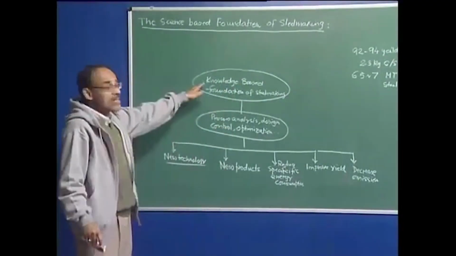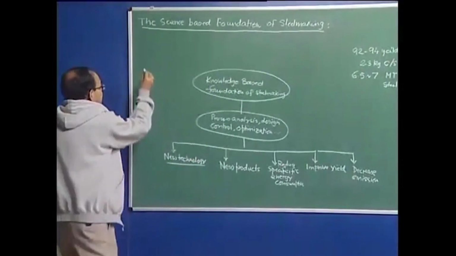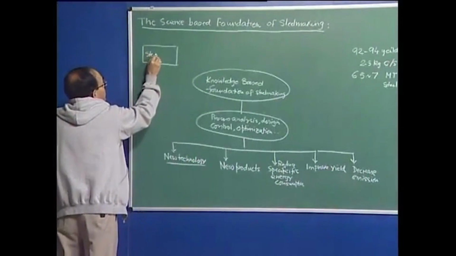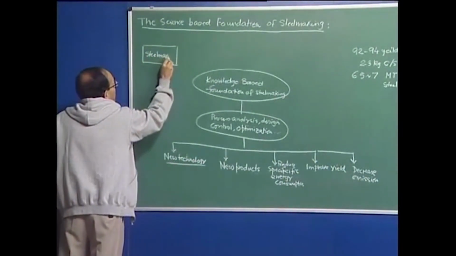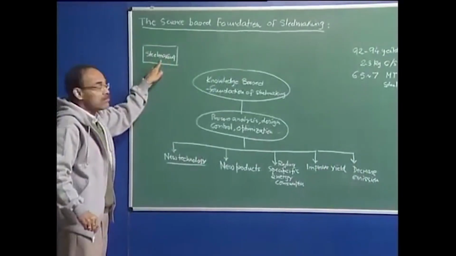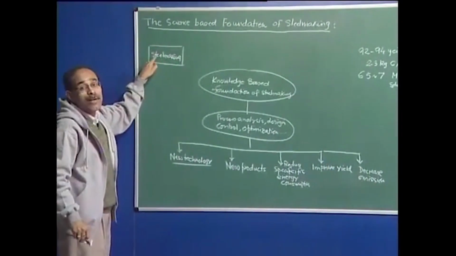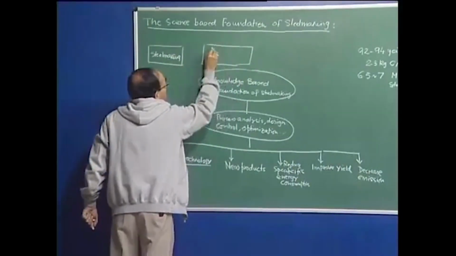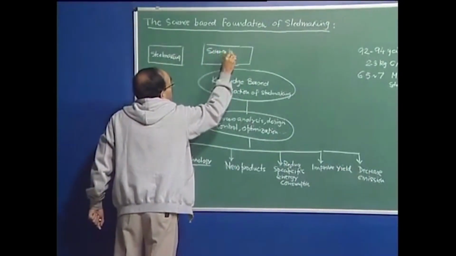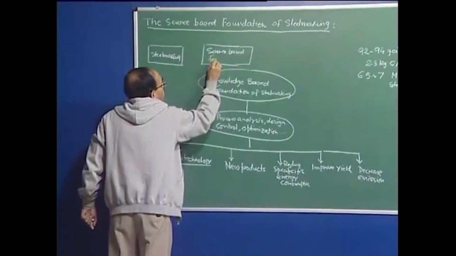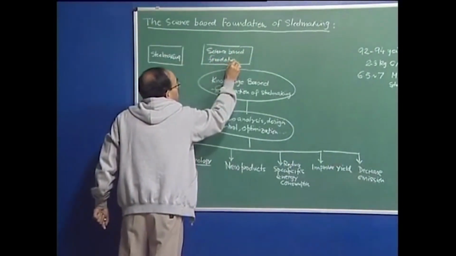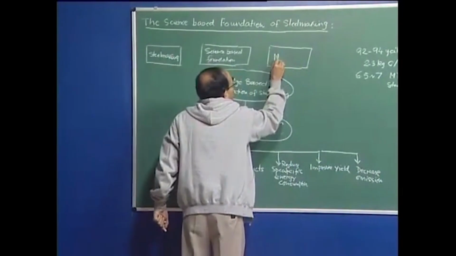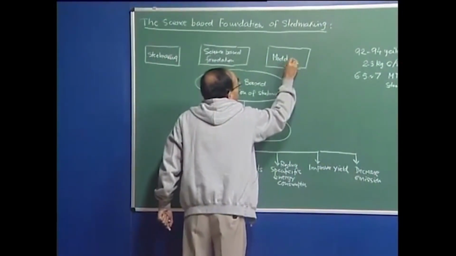And what does this knowledge based foundation comprise of? It has 4 different components. These are very important. Steel making, we say, is the manufacturing, or the alternative that I would have put here in the box is the manufacturing. Then we have the science based foundation, I have modeling, and I have measurements.